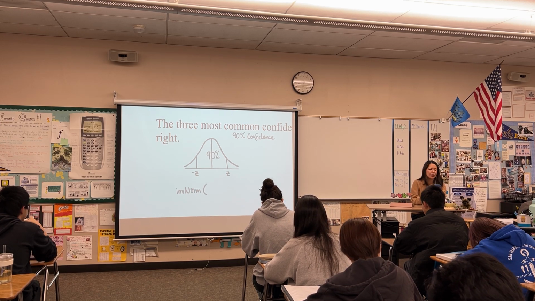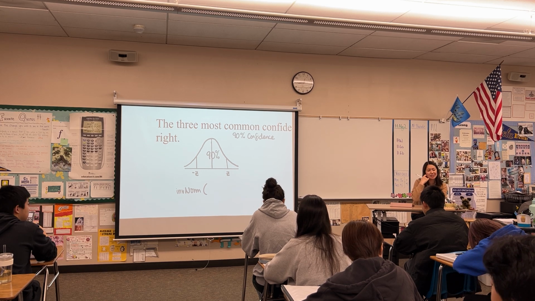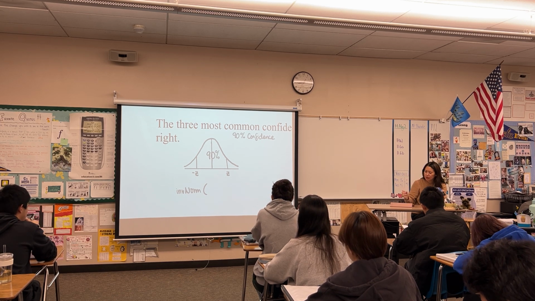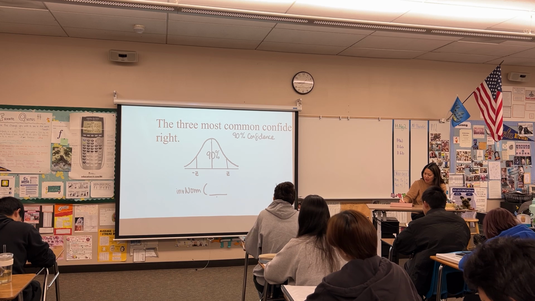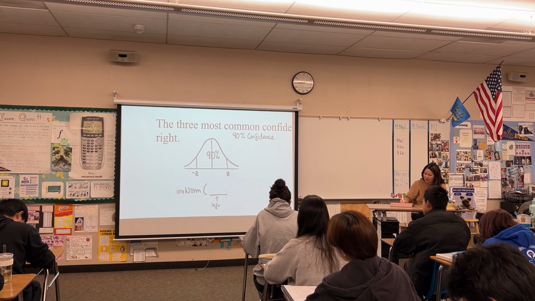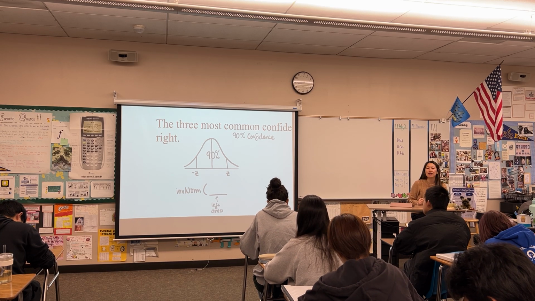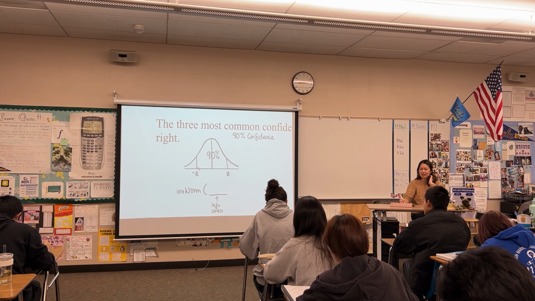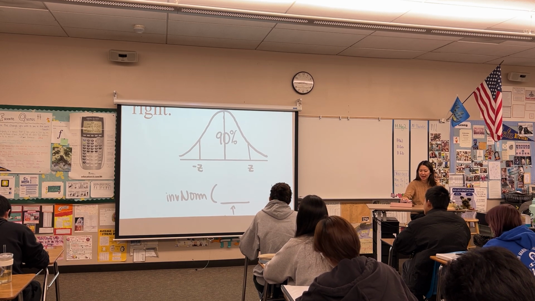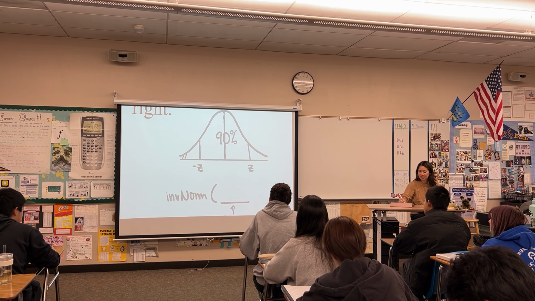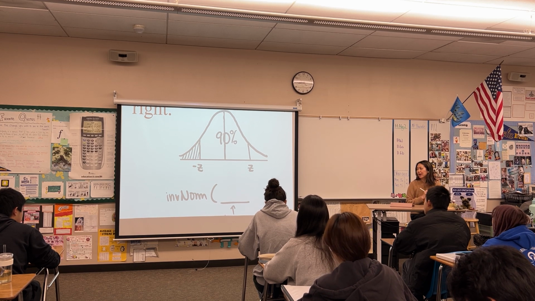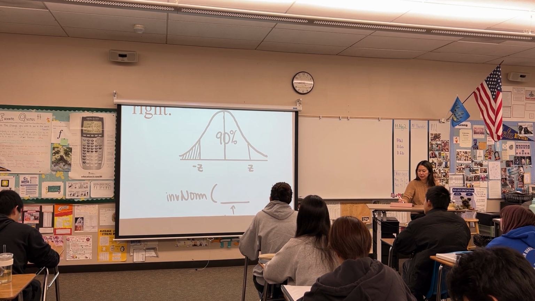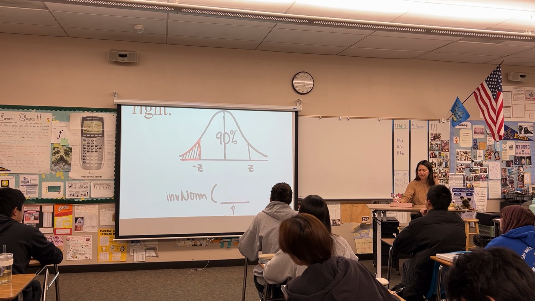If you click on inverse norm, the first thing it asks you is the area. The area that they're talking about is gonna be the left area. All right, so area to the left. So let's say I wanna find this z right here, this negative one. Let's find that area to the left, so I know what to input into my calculator. Any ideas how much this area would be if this is 90?